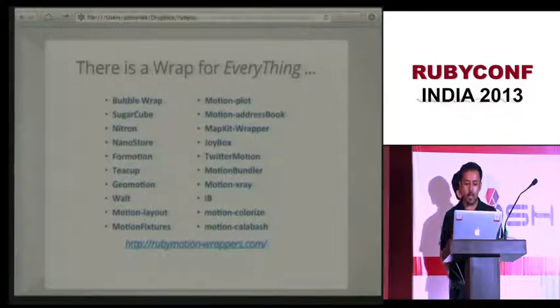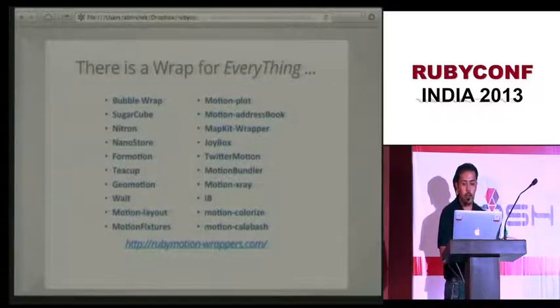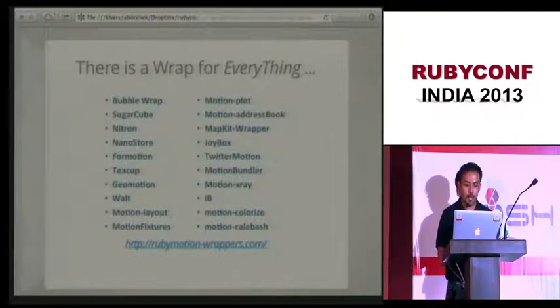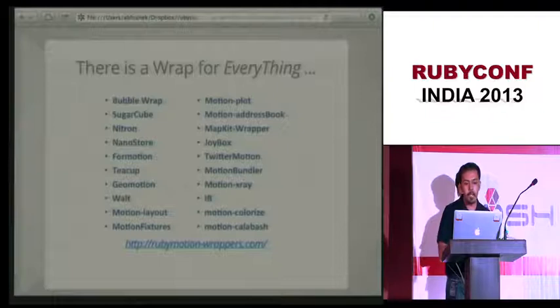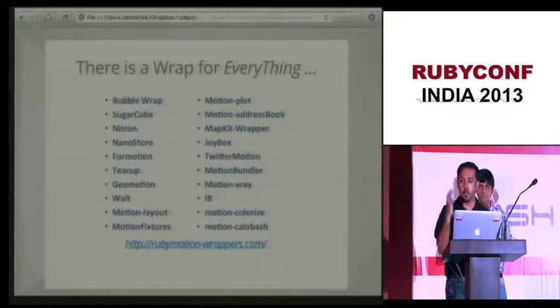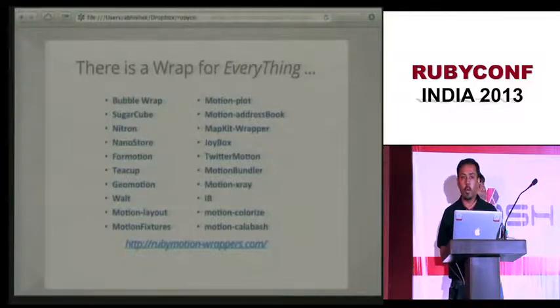So there are so many. There's motion layout for auto layout. Auto layout is an important feature which we include in our apps. Then there is motion colorize, motion fixtures, calibrash for BDD. So you can find all these wrappers at RubyMotionWrappers.com, which is maintained by one of the veteran RubyMotion developers, Clay Alsop. And even if you make a gem, then this is why we are here, to motivate you people to contribute to RubyMotion. There's a lot of work which we can do, and contribute from India too.